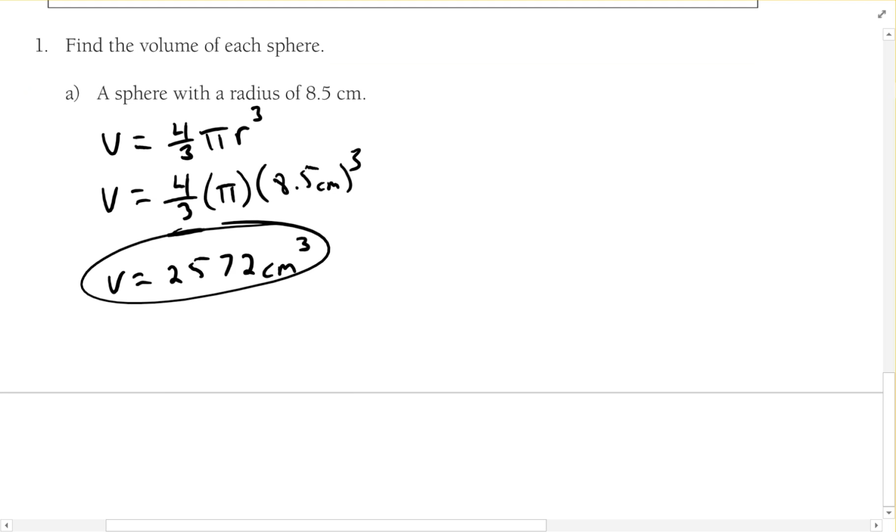If you want to make sure that you did it all right, I did it all in one step in my calculator, but what you could do is just figure out what 8.5 cubed is and then multiply it by 4 divided by 3 times pi, or you can do it really in any order you want.